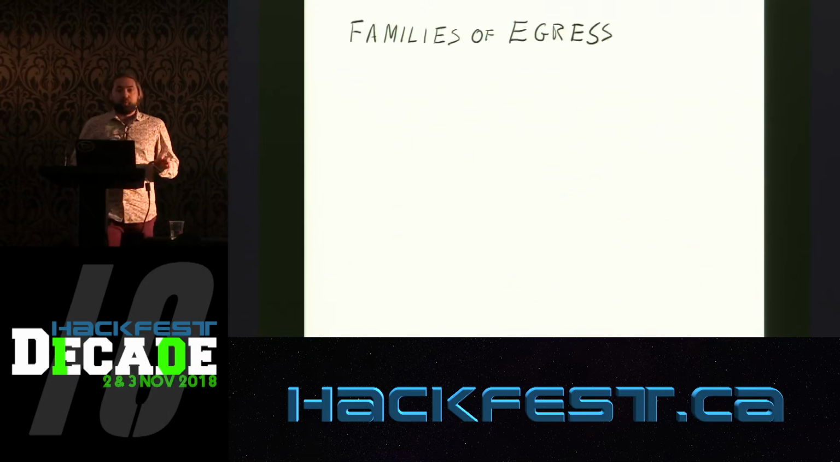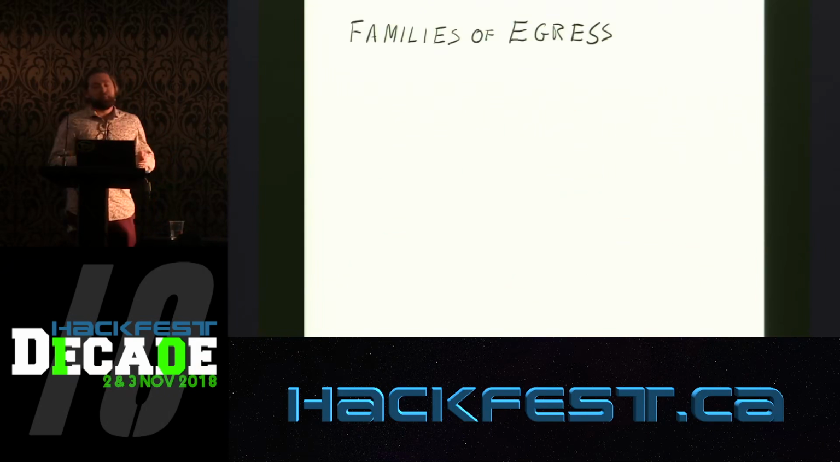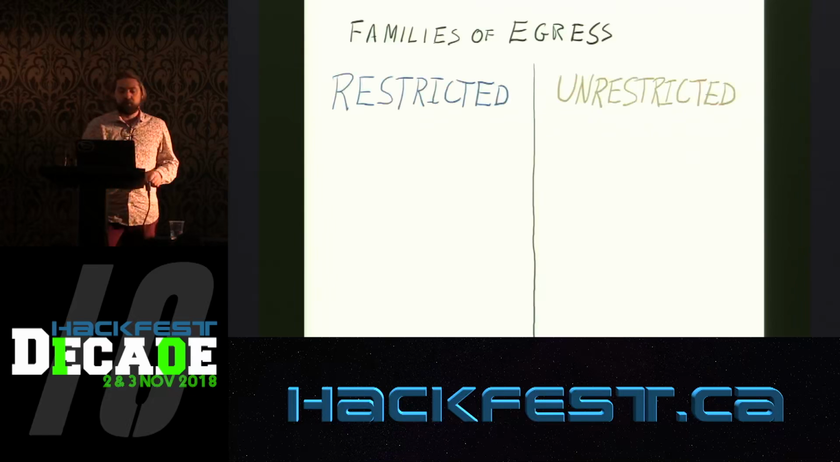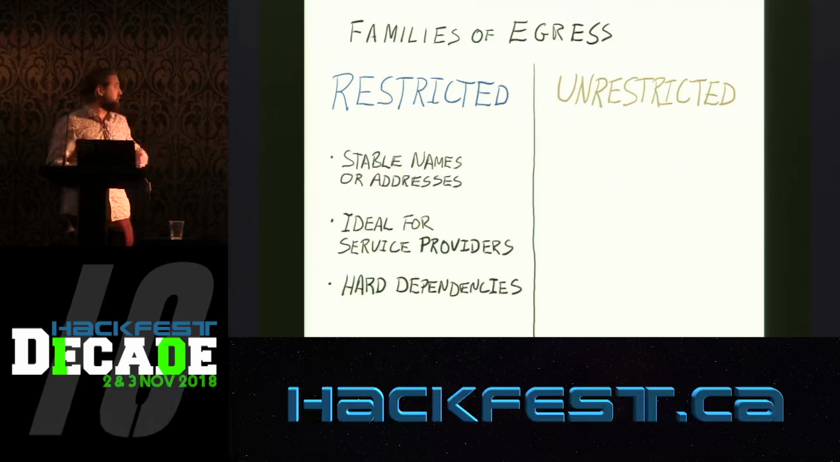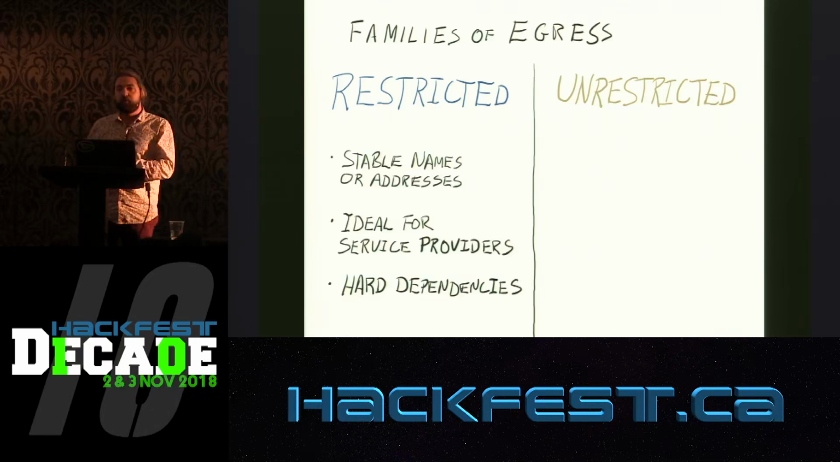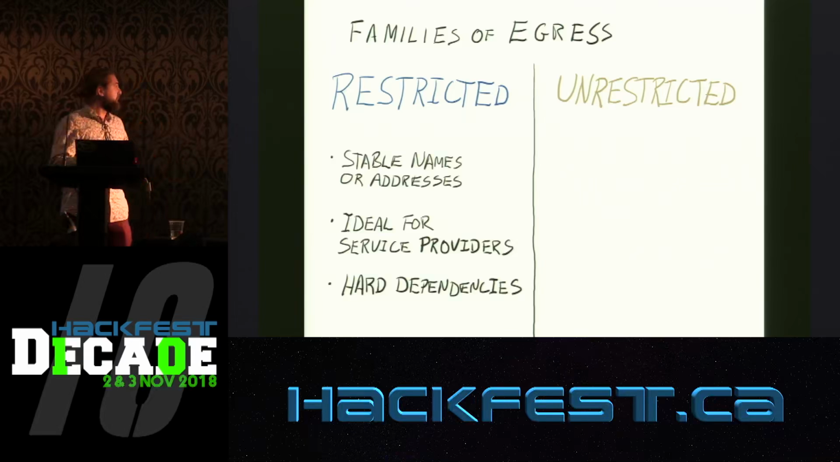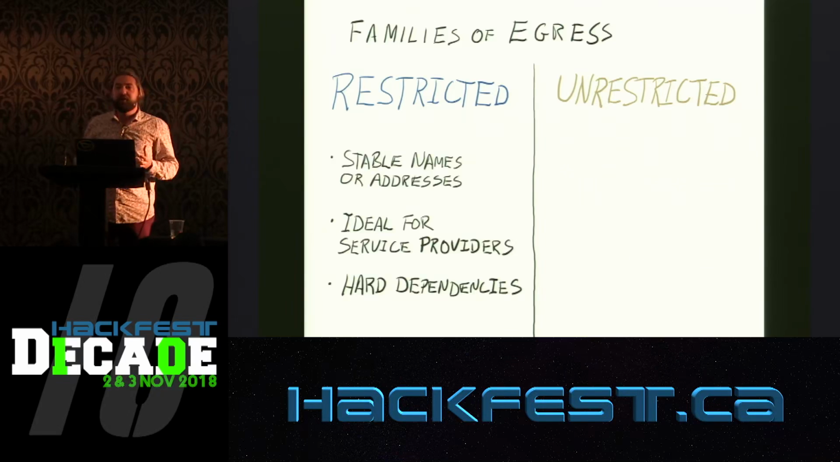All right, so now that we know about some egress use cases, we can try to categorize them in two big families. So there's restricted and unrestricted. Restricted works super well for service providers. It's for use cases where your addresses or names are not going to change often, and you can identify them by functionalities that are hard dependencies. Basically, your service won't work without those external resources.